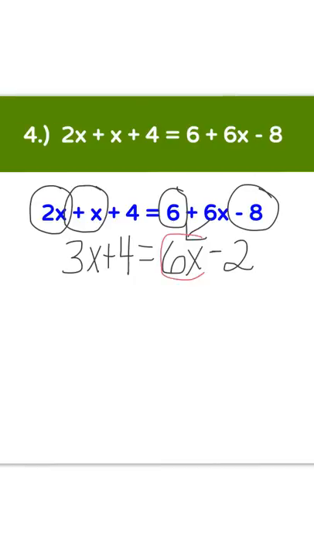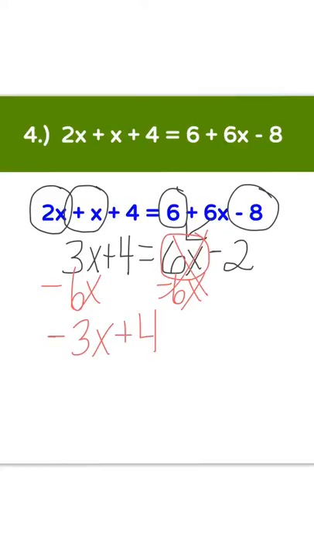Now it's time to get the variable onto the left, so to get rid of a positive 6x, you need to subtract 6x. 3x minus 6x, you have different signs, so you subtract. 6 minus 3 is 3x, and the 6 was the bigger number, so you keep the negative sign. Bring down everything else, you have plus 4 equals negative 2.